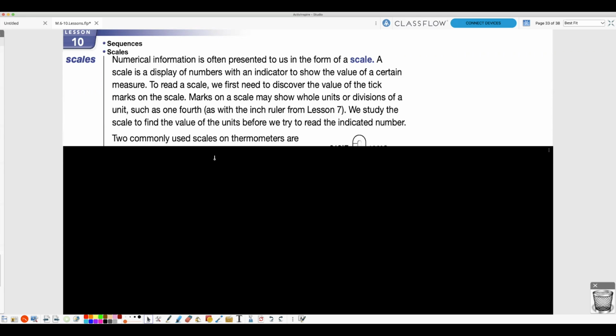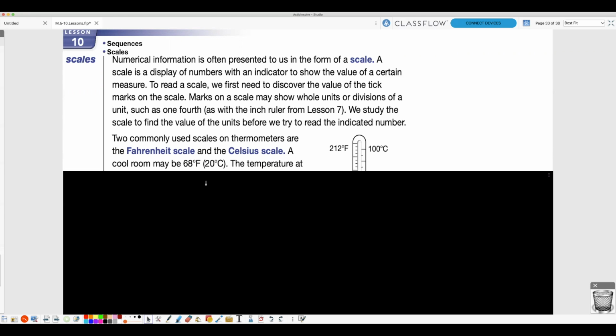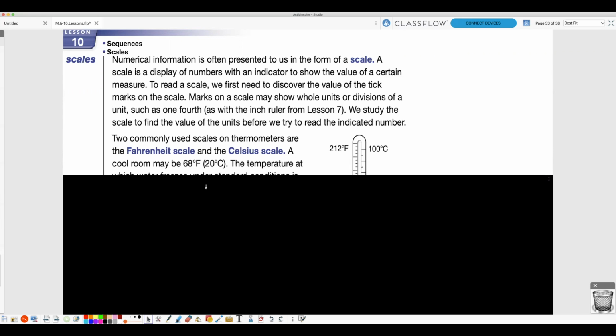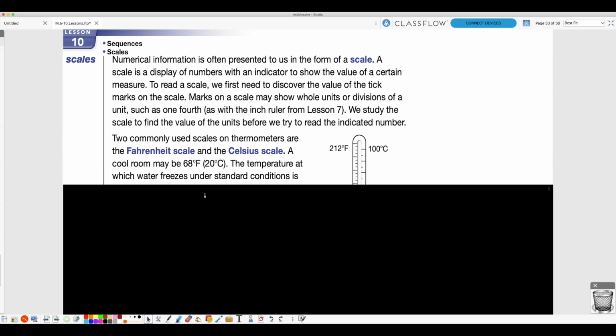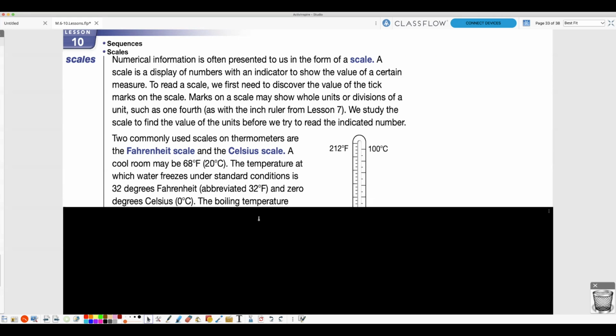So two commonly used scales on thermometers are the Fahrenheit scale and the Celsius scale. A cool room may be 68 degrees Fahrenheit or 20 degrees Celsius. The temperature at which water freezes under standard conditions is 32 degrees Fahrenheit, abbreviated 32°F, just like this, and 0 degrees Celsius, which looks like this.